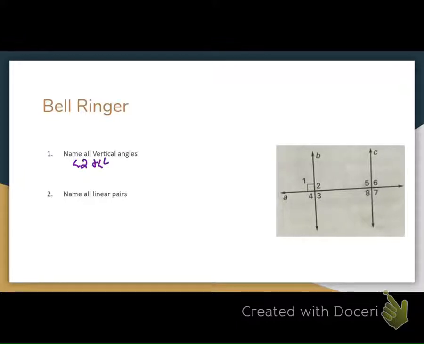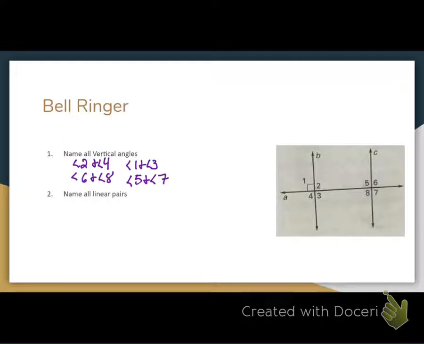Okay, DeMarcus, if he gave you 2 and 4, what's another pair of vertical angles? 6 and 8. Taylor? 1 and 3. I was going to say Dante, but he's not there. Trinity, what's our last one? So we have 2 and 4, 6 and 8, 1 and 3, 5 and 7. Yep. Okay.